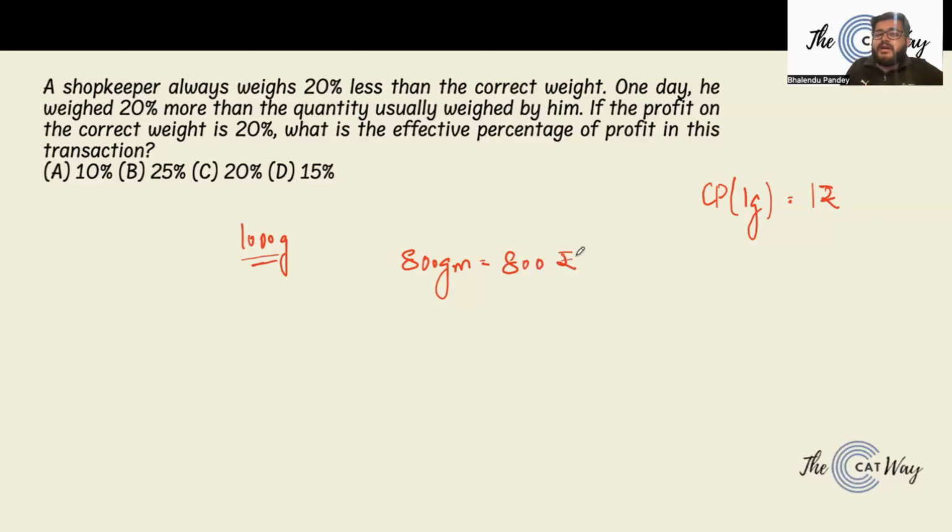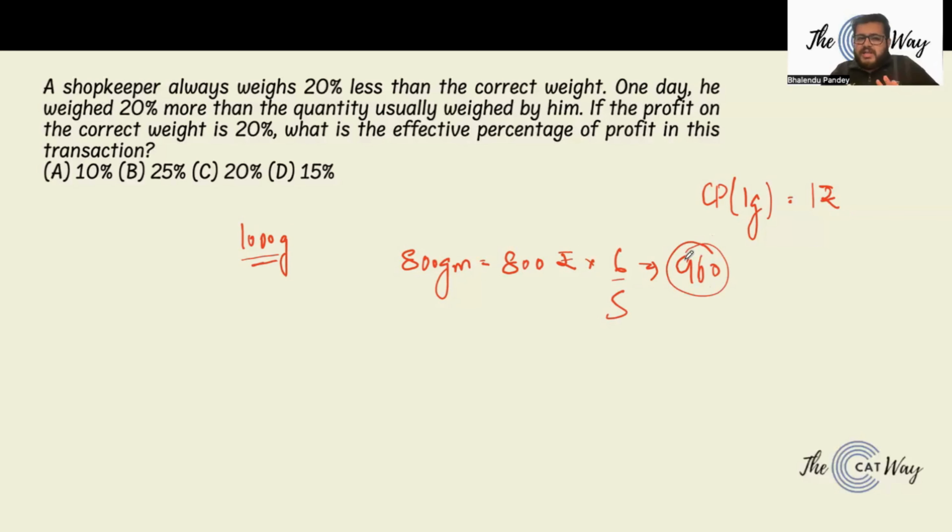And he is able to get a profit of 20%. So 20% profit means the selling price for him is going to be 960 rupees. So basically from the customer, he is charging 960 rupees and he is saying that I'll give you 1000 grams, but he's actually giving only 800 grams. Right? So he's actually giving only 800 grams.